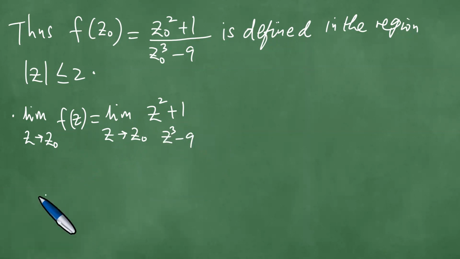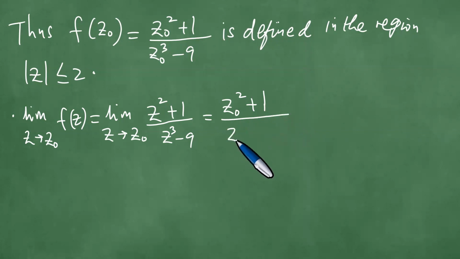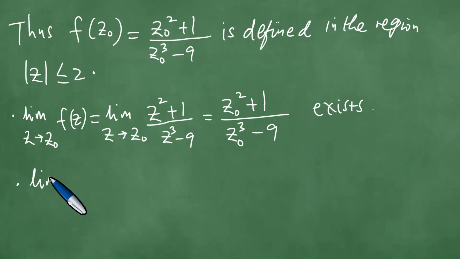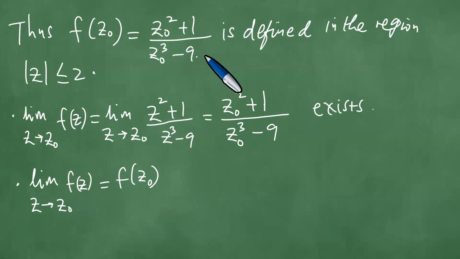So if we divide this, what do we get here? If we compute this, it is z0 squared plus 1 divided by z0 cubed minus 9. So the conclusion, therefore, is that this limit exists. The third point is that this limit of f of z as z approaches z0 is clearly equal to f of z0.